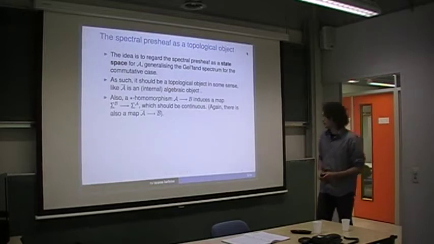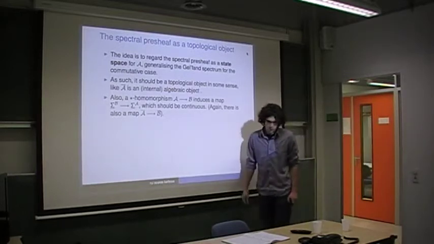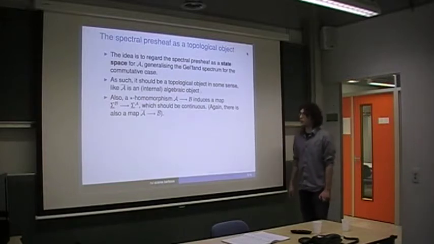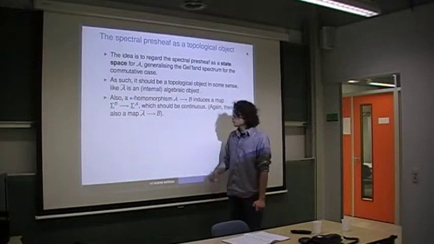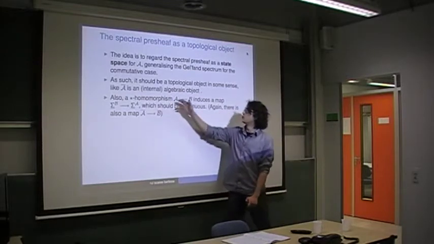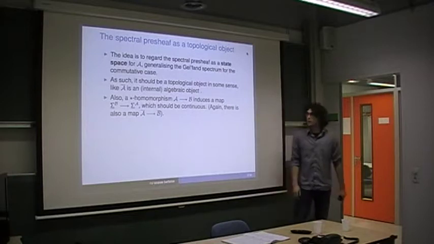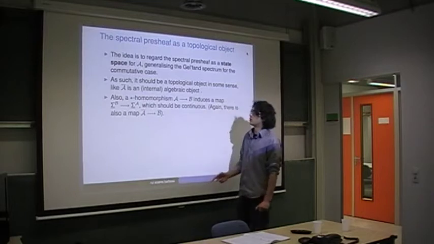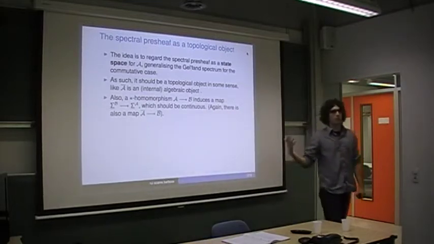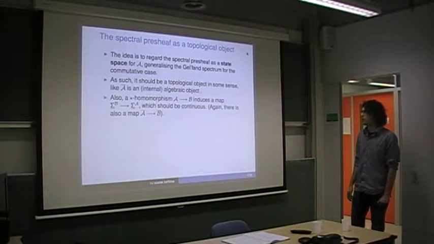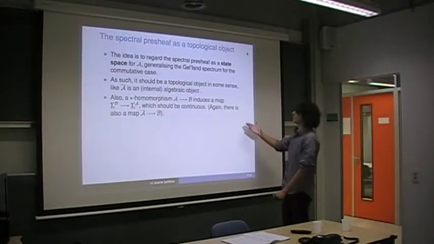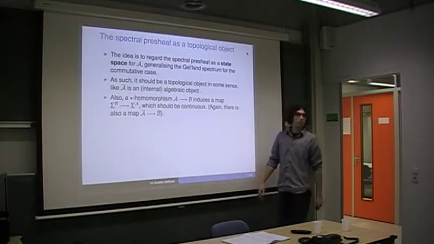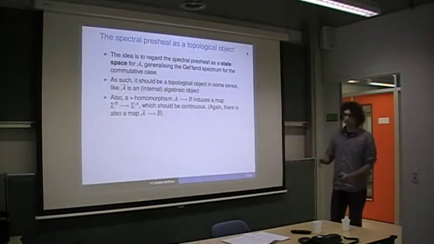And also, if we talk about duality proper, so if we want to talk about morphisms as well, so if we have a star homomorphism between two C-star algebras A and B, this induces a map between the spectral presheafs in the opposite direction, and we want this guy to be continuous in some sense as well. And so again, in the covariant presheaf, there would be a map in the same direction between the two co-presheafs in some sense. So we'll see.